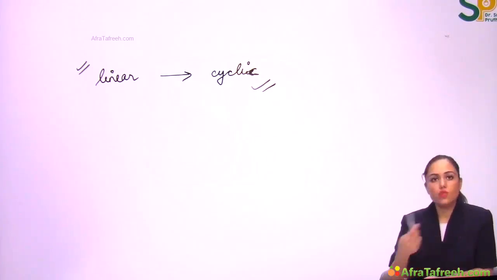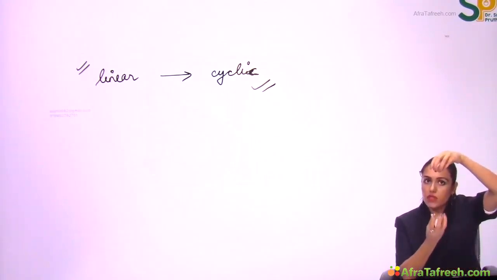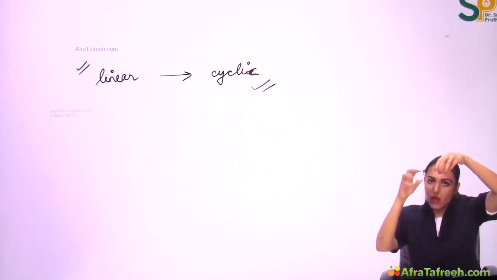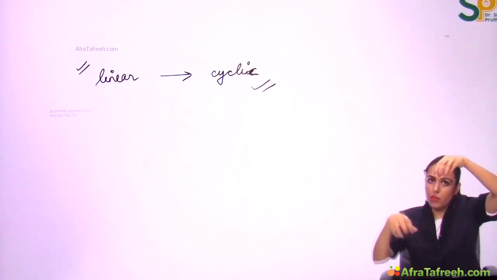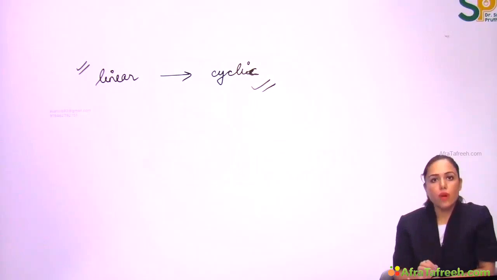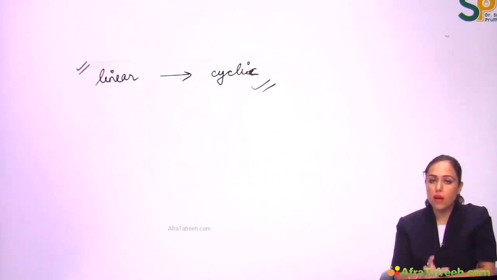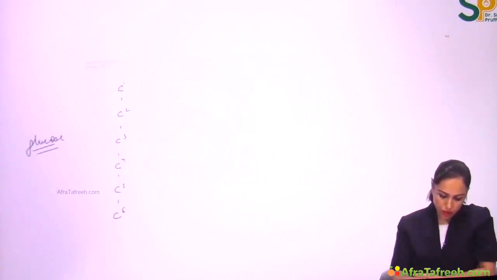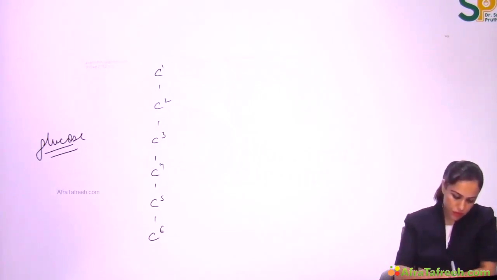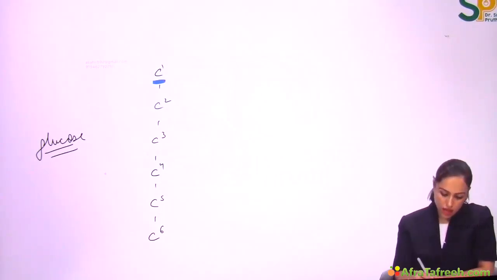So when a linear structure has to be converted to a cyclic structure, see my hands here. Let's say this is a linear structure. If it has to be converted to cyclic, then some carbon from here should combine with this carbon and make a cyclic structure, right? So in carbohydrates, when linear is converted to cyclic, the 2 carbons which combine are the functional carbon and always the second last carbon. In case of glucose, the functional carbon is C1, the second last carbon is C5. They will combine to make the cyclic structure.